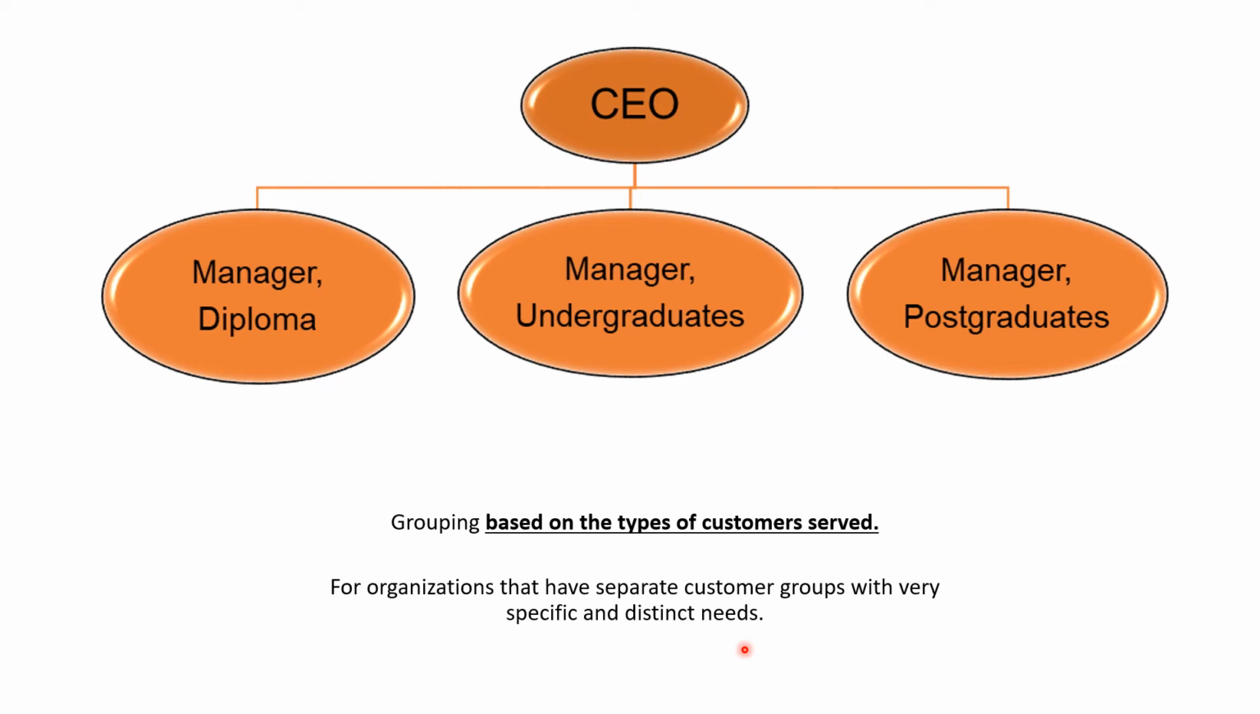Here you can form a department for diploma, meaning you focus on customers who are doing the diploma with you. Or you are working under the department of undergraduate, so all your activities will be related to your customers who are undergraduates. Or there are employees who work under the department of postgraduate, so all the tasks will be related to the postgraduates.